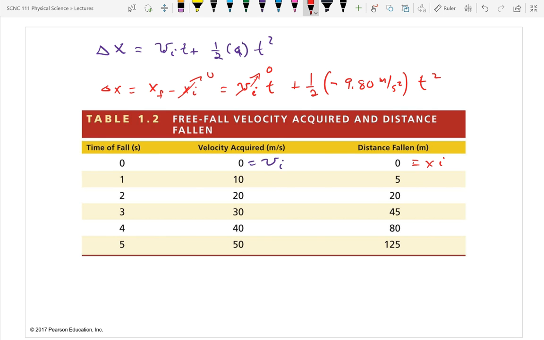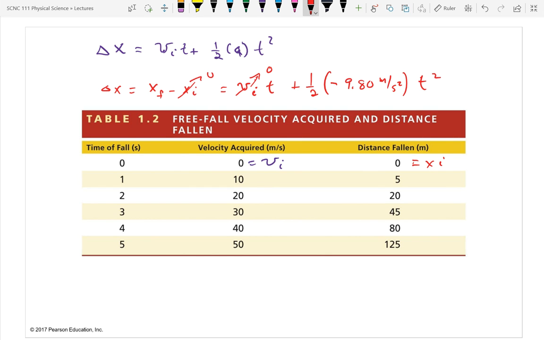Now for his numbers, he used 10 instead of 9.8. So 10 divided by 2 is a very simple number, 5. So for his calculation, he has 5 multiplied by the time squared. So 1 squared, 5 times 1. 2 squared, 5 times 4. 3 squared, 5 times 9. 4 squared, 5 times 16. That's how those numbers were calculated.